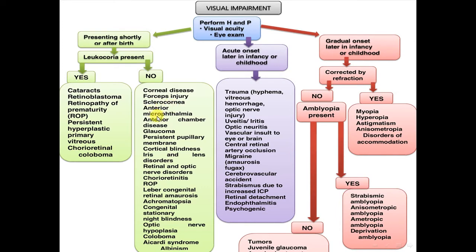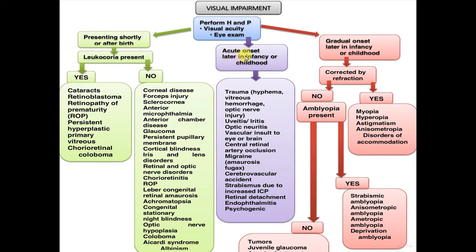sclerocornea, anterior microphthalmia, anterior chamber disease, glaucoma, persistent pupillary membrane, cortical blindness, iris and lens disorder, retinal and optic nerve disorder, chorioretinitis, retinopathy of prematurity, Leber congenital retinal amaurosis, achromatopsia, congenital stationary night blindness, optic nerve hypoplasia, coloboma, Aicardi syndrome, or albinism.